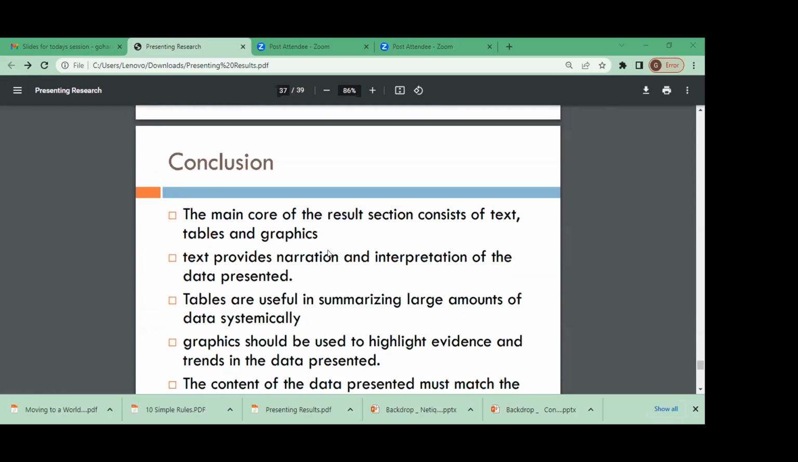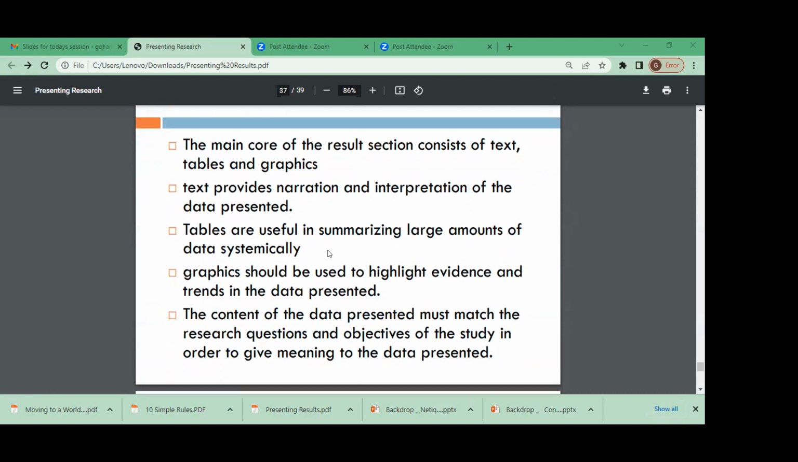And the last, the conclusion: the main core of the results section consists of text, tables, and graphs. Keep that in mind. Text provides narration and interpretation of the data presented, and tables are useful in summarizing large amounts of data systematically. Graphics should be used to highlight evidence and trends in the data presented, and the content of the data presented must match the research question and objective of the study in order to give meaning to your data presented.